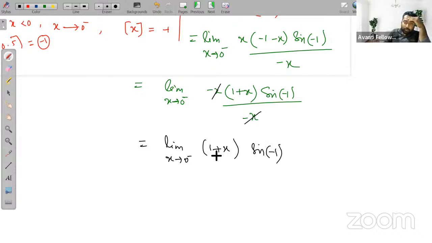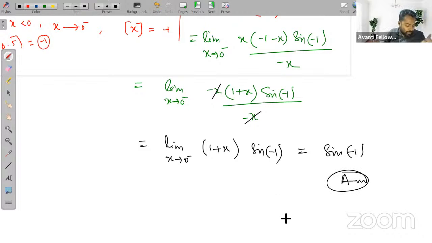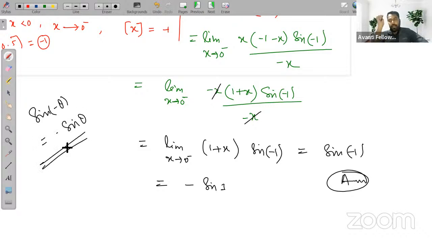Okay. So if you put in the limit, what you are getting? 1 into sine of -1. So the answer will be sine of -1. So this is your answer. Sine of -1 is the correct answer, which is equal to, also we can write, minus of sine 1, because we know sine of minus theta is equal to minus of sine theta. So the answer is minus of sine 1.